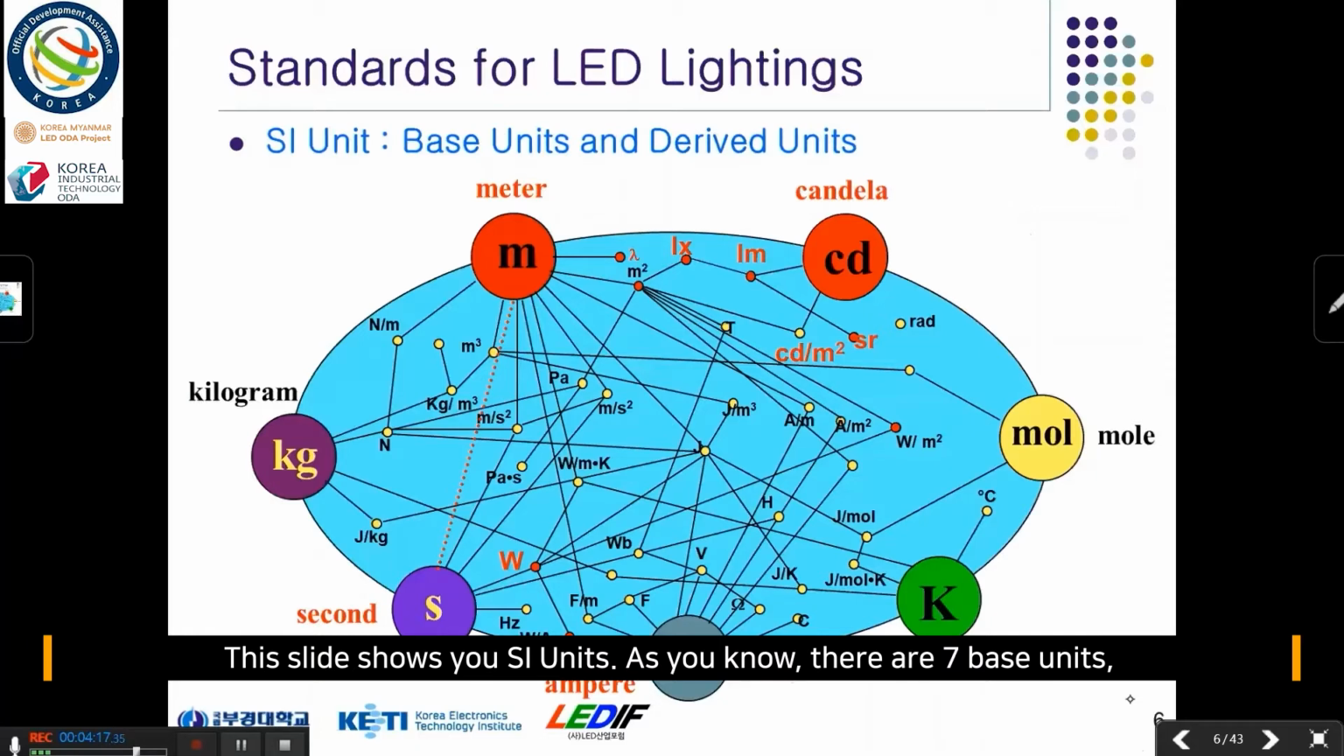This slide shows you SI units. As you know, there are 7 base units: length, mass, time, current, temperature, mole, and light intensity. For LED lightings, meter and candela are the most important parameters. Also, second, ampere, and Kelvin will be used, and other derived units such as lumen, lux, steradian, candela per meter square, watt, and voltage will also be used.